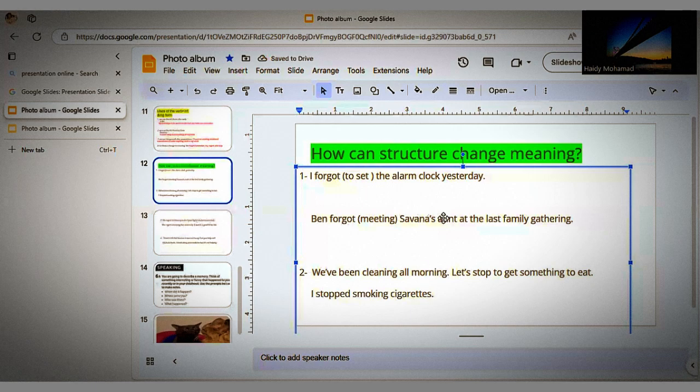Okay, so have you got the difference between the two examples? Have you felt there is a difference in meaning? For me, in the first example, I forgot to set the alarm clock yesterday, what I understood is that this action, setting the alarm clock, didn't happen. So we have here an unfinished or undone action.